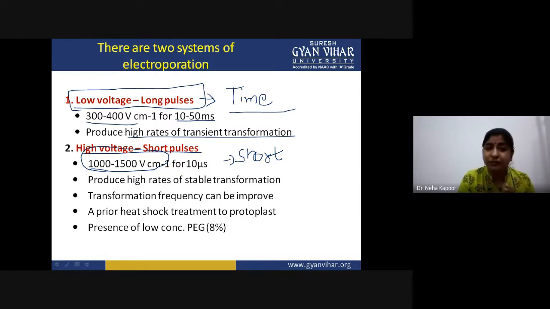So you can improve the transformation frequency by increasing the voltage. Or sometimes, if you want to proceed through this method, we first have to give a brief heat shock to the protoplast or plant cell, so that those cells are briefly prepared. Once you have applied the high voltage for a microsecond time span, immediately the pores will be created. However, we can also apply high voltage for a very short time in the presence of a chemical, polyethylene glycol. Most commonly we use polyethylene glycol mediated transformation also for protoplast fusion and transfer.